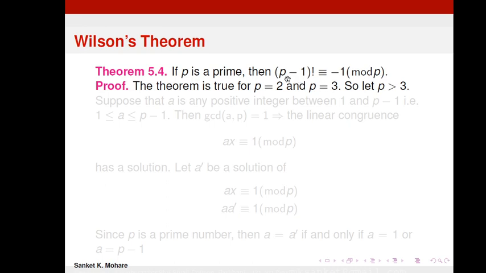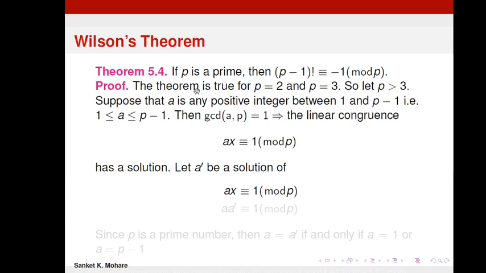So let's assume p is greater than 3 and proceed to prove. Let p be greater than 3. Suppose that a is any positive integer between 1 and p minus 1. That is, a lies in between 1 and p minus 1. Then GCD of a with p is 1. Here we assume a is any integer in between 1 and p minus 1, so obviously a is co-prime to the prime number p. Therefore GCD of a, p is equal to 1.